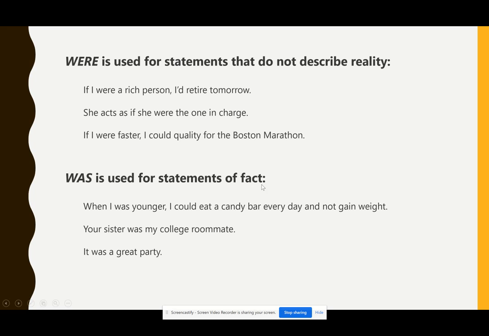Was is used for statements of fact. This is a fact. When I was younger, I could eat a candy bar every day and not gain weight. It's a fact, so I use was. Your sister was my college roommate. It was a great party.